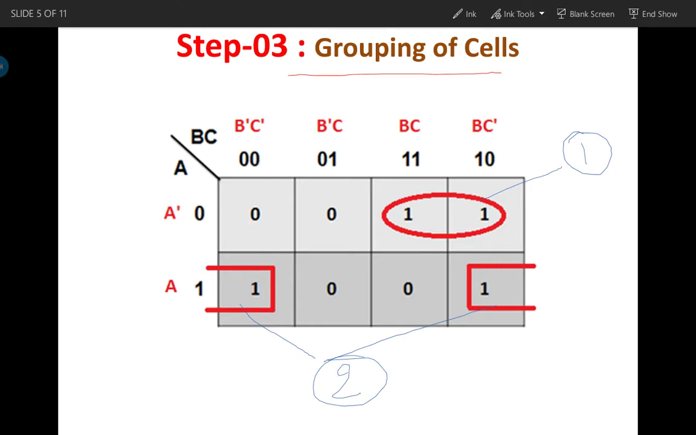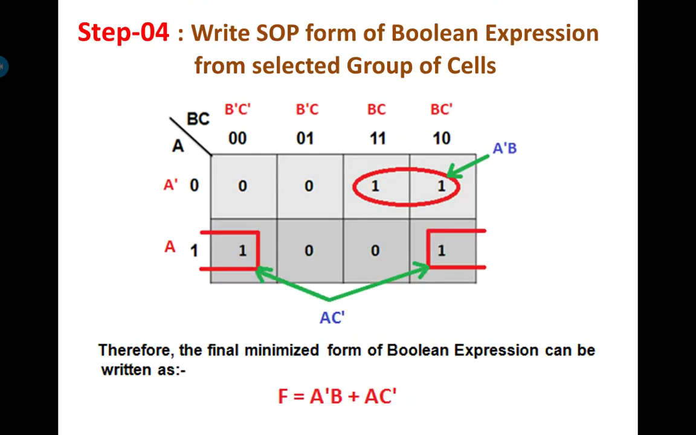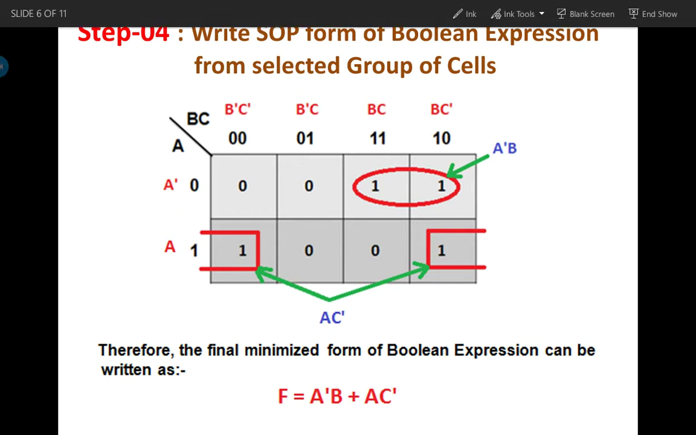Now after making the groups, the next step is to form the Boolean expression from these groups. For each group we have to write the product term, right? This is known as the product term.